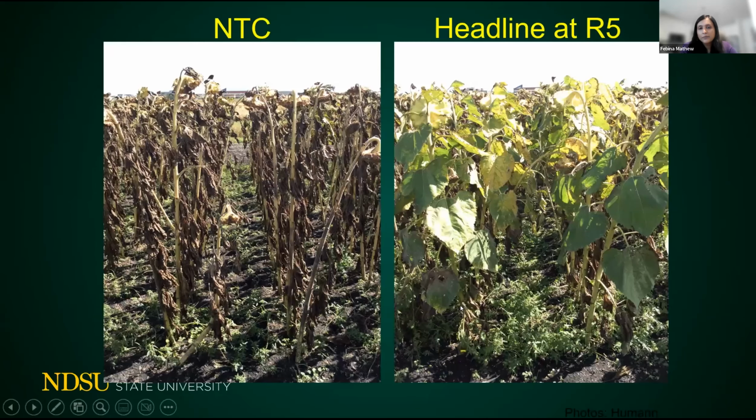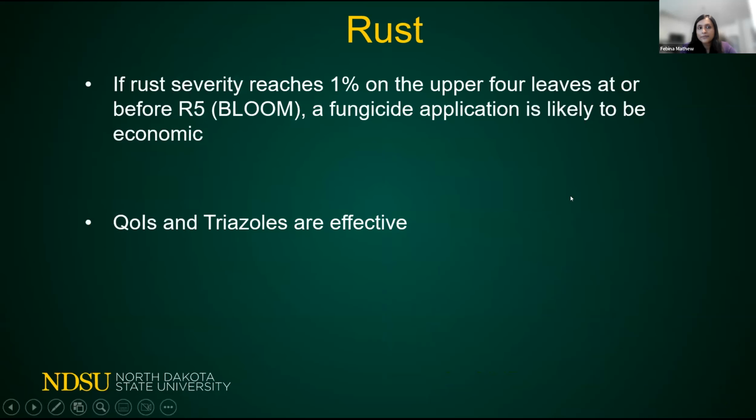So these are again pictures from Carrington. This is the non-treated control on the left side. You can see the leaves are fully covered by rust spores, but on the right side the leaves look much cleaner and far more green. The plants are at R5.